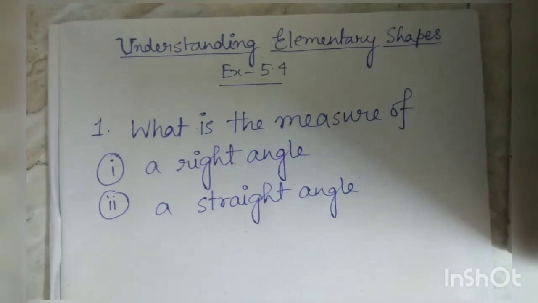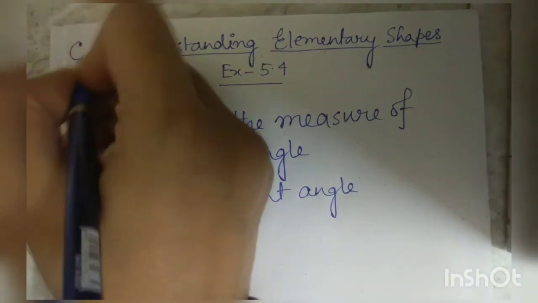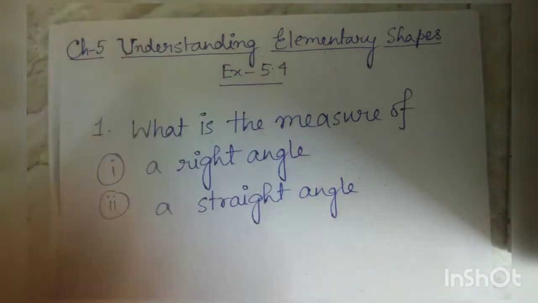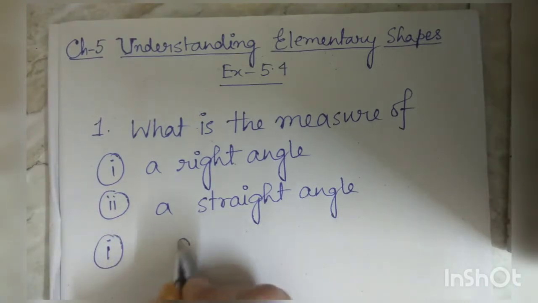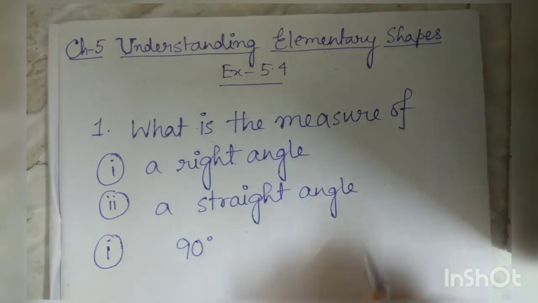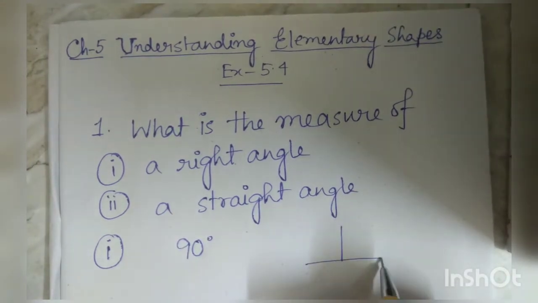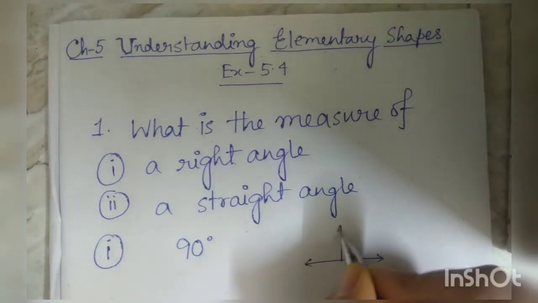Hello dear children, today we are back again with our chapter 5, understanding elementary shapes, and today we are going to start our exercise 5.4. In the first question it is written, what is the measure of a right angle and number 2 a straight angle. For the first one, we all know very well that a right angle means a 90-degree angle, it will look like this.